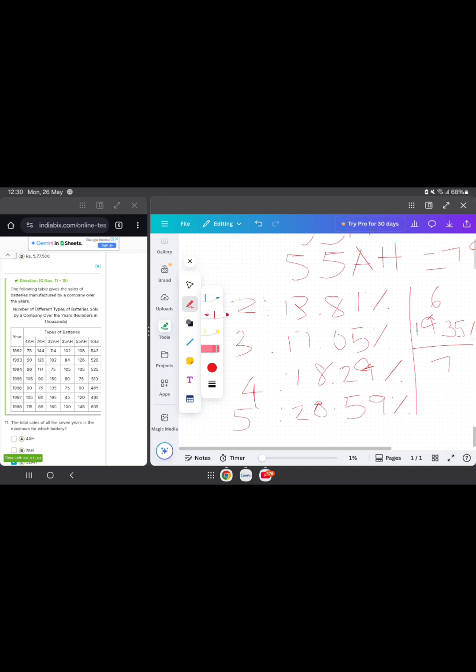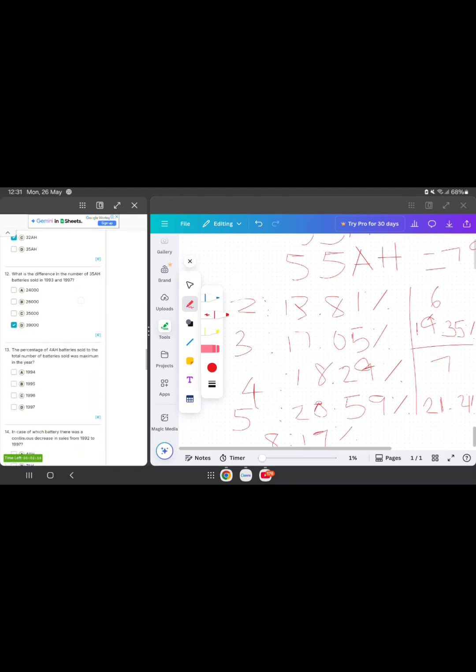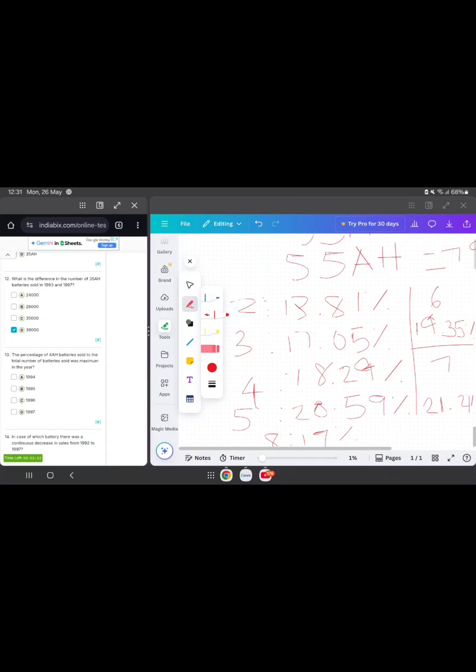And then for 97, 105 divided by 120 times 100, which is, no, sorry, I made a mistake. So it's 105 divided by 495 times 100, which is 21.21%. And then for 98, we have 115 divided by 605 times 100, which is 19%. So the highest is 21.21. So our answer here will be 21.21, that is 1997.